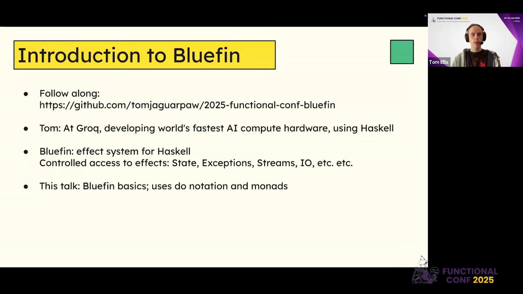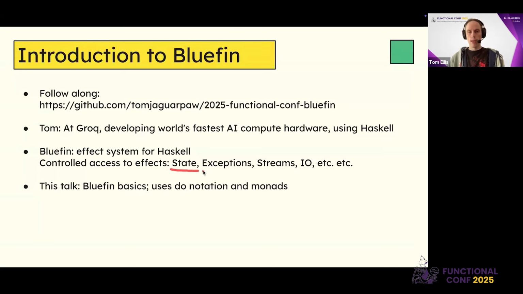What is Bluefin? Well, Bluefin is what's called an effect system in Haskell. And that is a library or a package which gives controlled access to a variety of different effects that happen during the execution of your program. So there are some examples. For example, state effects. This is the way we refer to mutable values in our program that you can modify, update, read and write as the program progresses.